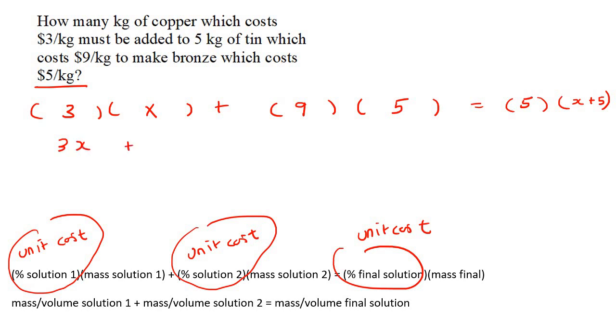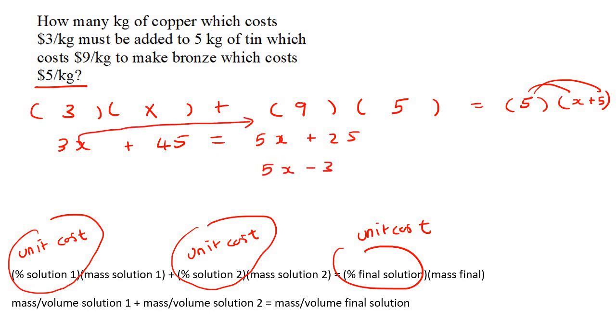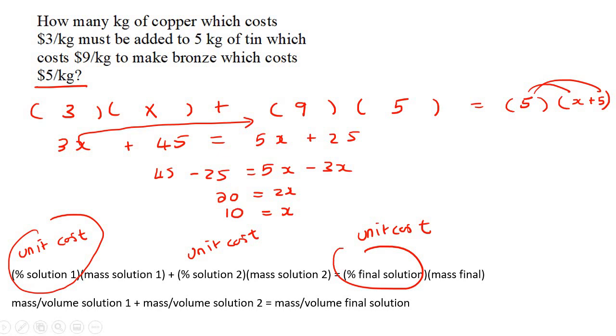So that would be 3x plus 45. Now we're just going to distribute this 5 in here. So that's 5x plus 25. And now it's just a matter of solving for x. So we can take the 3x over. So it becomes 5x minus 3x. And then on the left we can say 45 minus 25. And so that's going to be 2x is equal to 20. And then you can just get x alone as 10. But let's just make sure they've answered the question. How many kilograms of copper? Okay, so it's 10 kilograms.